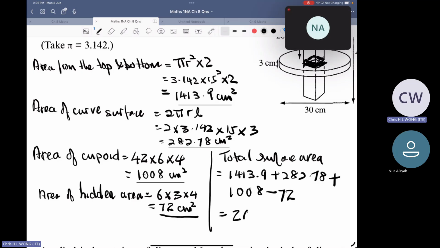Two six, 32.16.68 cm square. Let me check the answer. This is question number 19. Got to make sure it's correct.